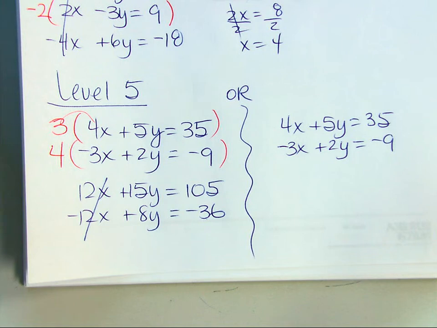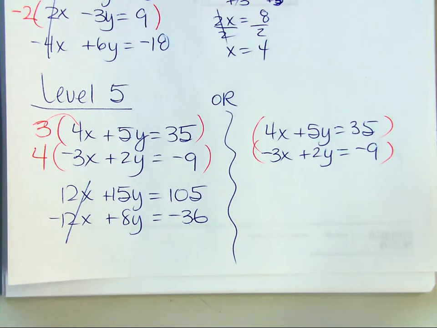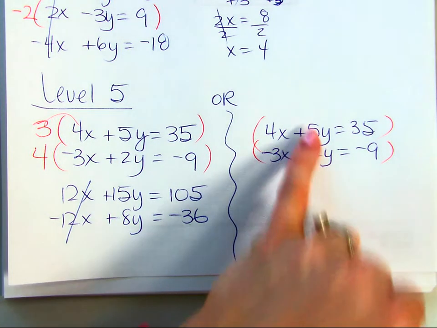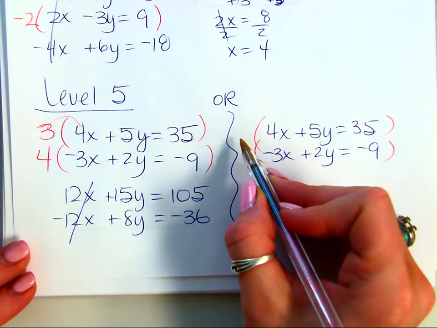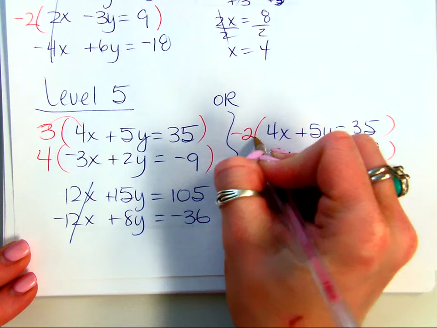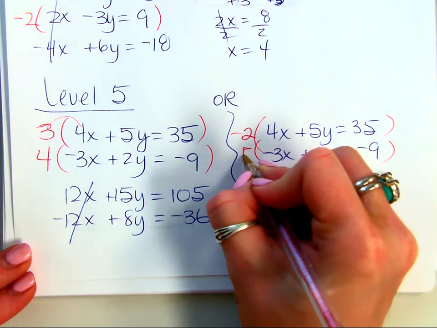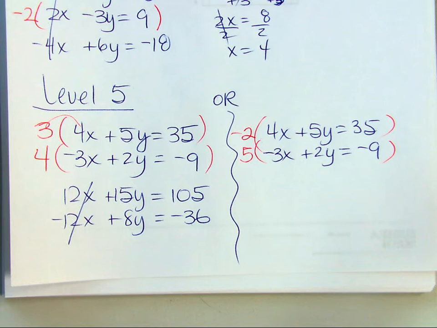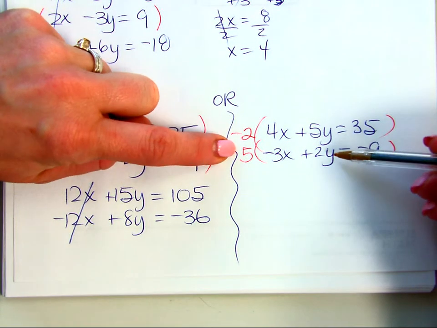So what would I need to multiply both of them by to cancel out the y's? Be careful because the y's have the same sign. So what would I multiply this top one by? Anybody? Negative 2. Then this one has to be what? Positive 5. Right? Like you have to be able to visualize, because this is going to give you a negative 10 and this is going to give you a positive 10.